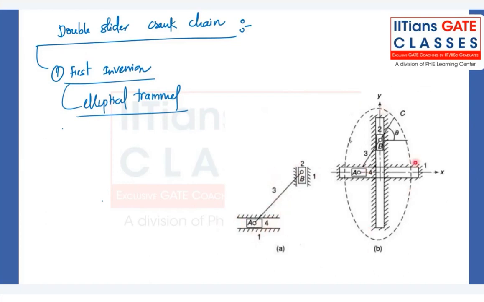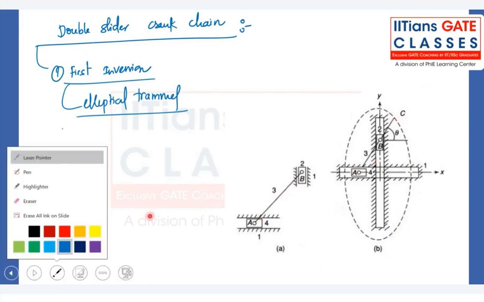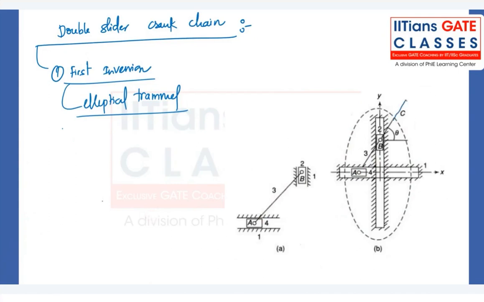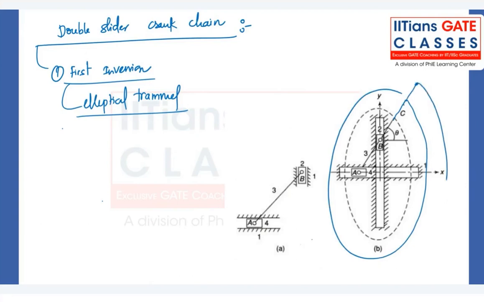If you elongate this link number 3 to point C and rotate this point C, you can trace an ellipse out of it. Depending on how long you make this point C, you can trace different sizes of the ellipse. So this is C1, C2, C3, and so on. If you go away from point B, you will get bigger and bigger ellipses. So the elliptical trammel will help us to draw the ellipse.